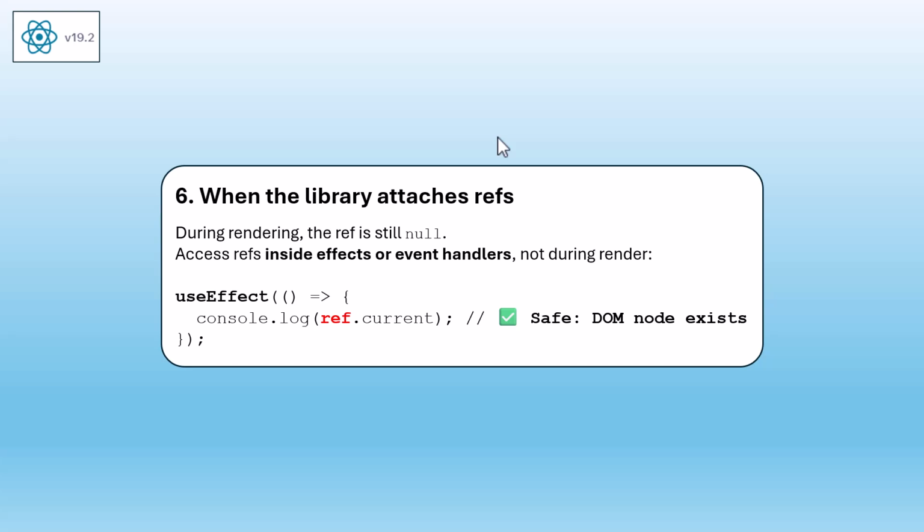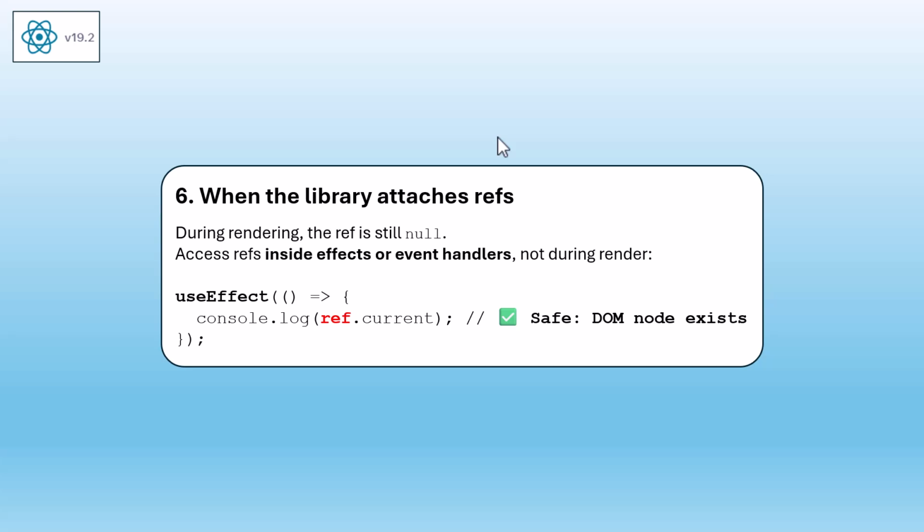6. When the library attaches refs. It's important to understand the lifecycle. When you ask the library to render and commit changes to the document, the ref values are assigned during the commit phase. That means during the render phase the nodes may not yet exist, and the reference object's value may be null. If you attempt to access the node too early, during rendering rather than in response to an event or after commit, you risk working with a null reference or an outdated node. Therefore, you typically access refs inside event handlers or in effect hooks, if your library supports them, rather than during rendering.